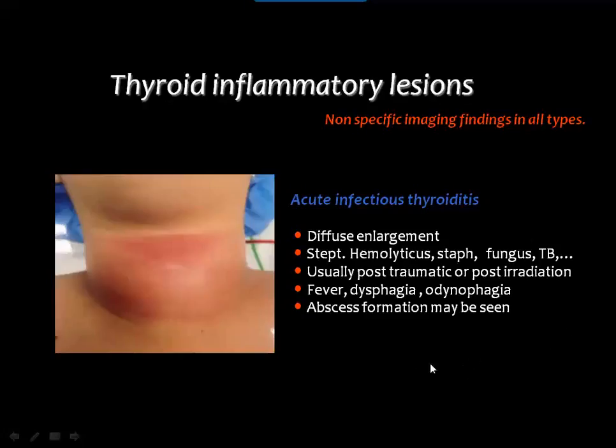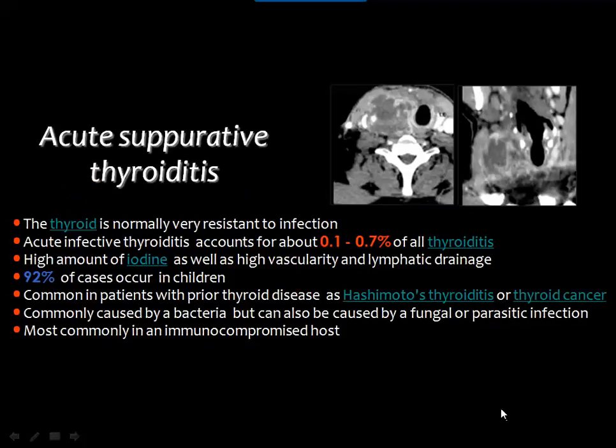An acute infection of the thyroid may be the sequelae of a staphylococcal infection or hemolyticus or other types of bacteria, including also sometimes some types of fungi and specific organisms like TB. In some cases, maybe the sequelae of trauma or irradiation, and the imaging findings are usually non-specific.